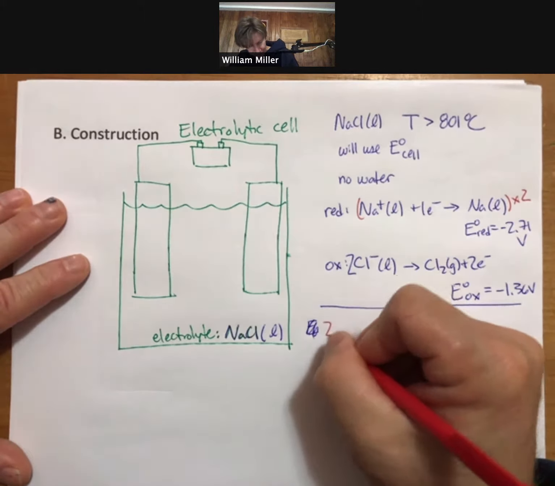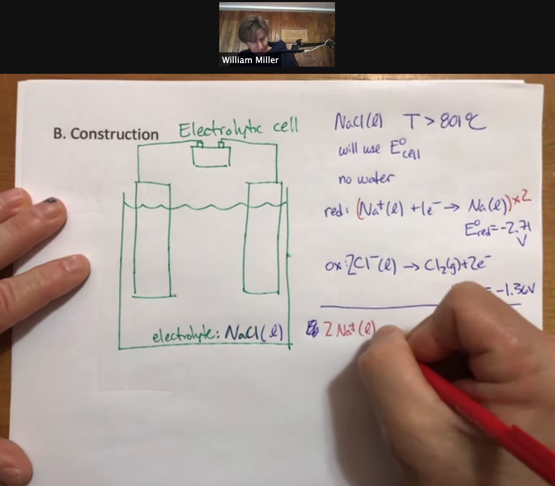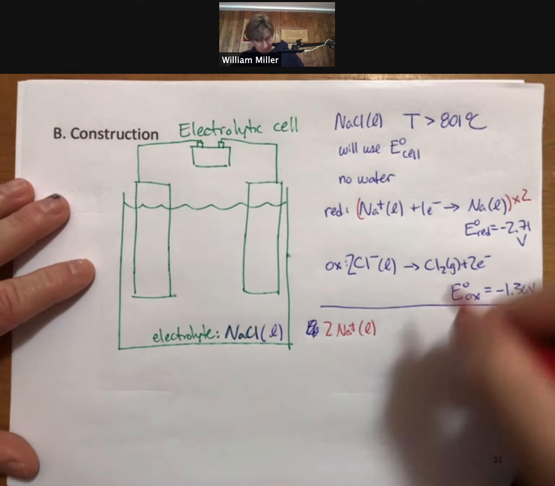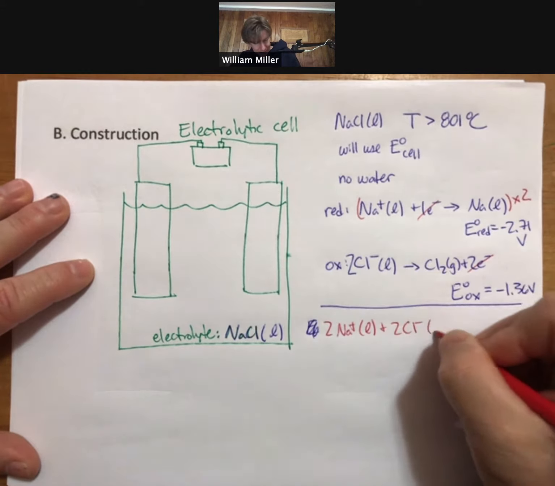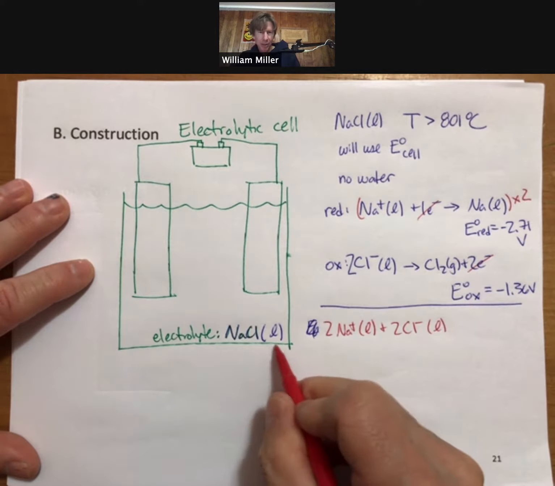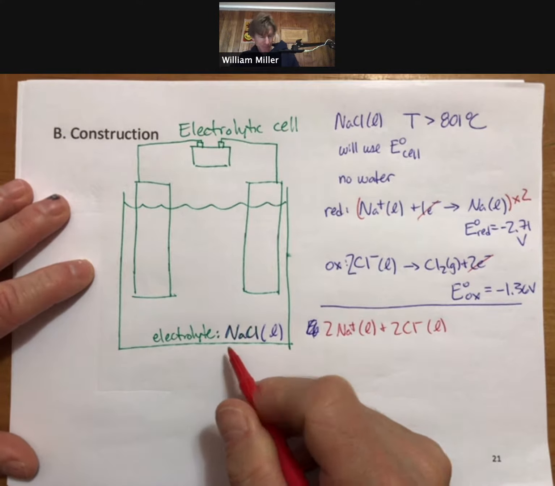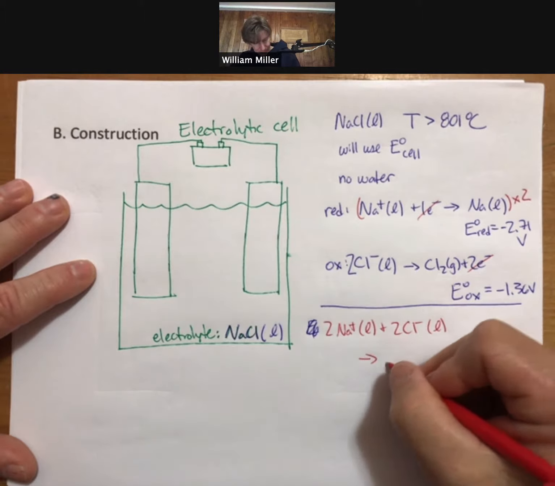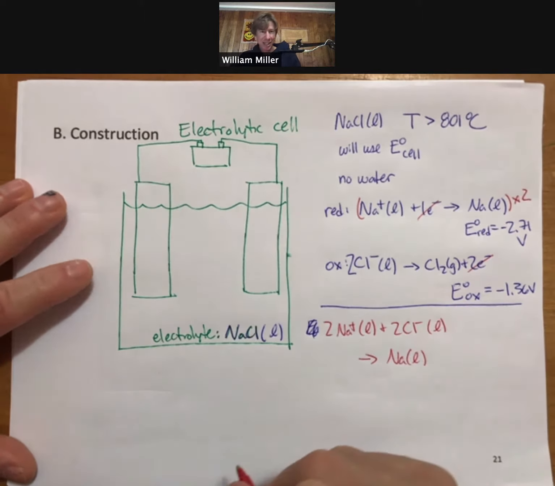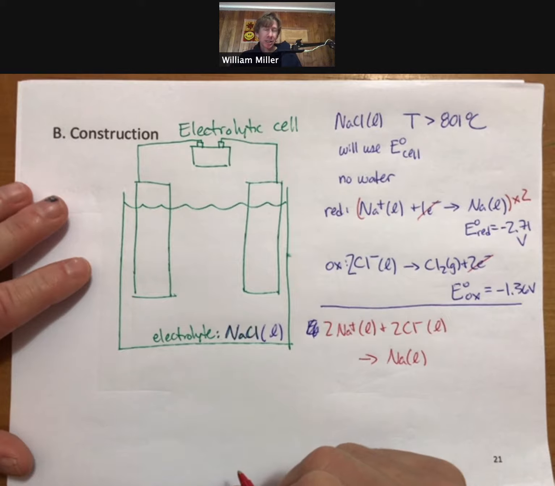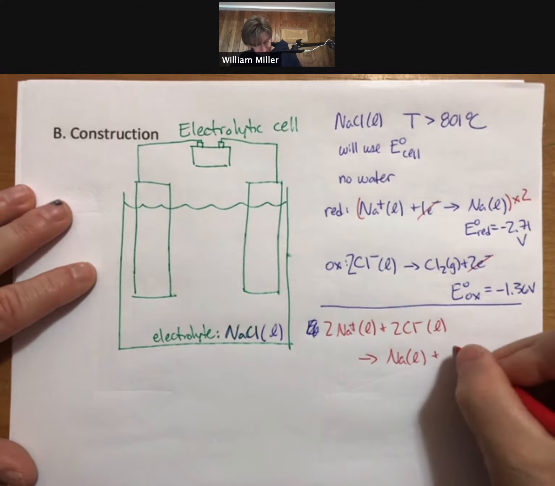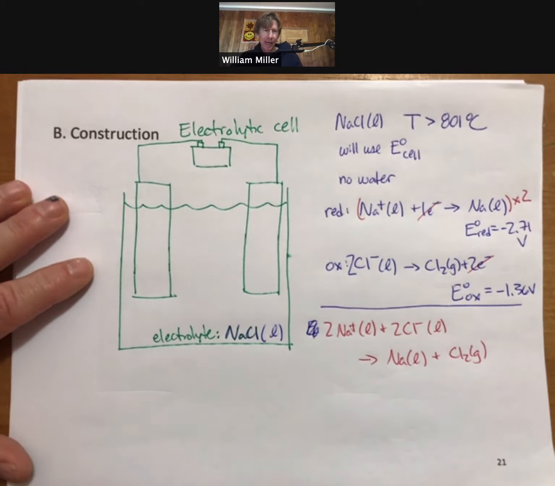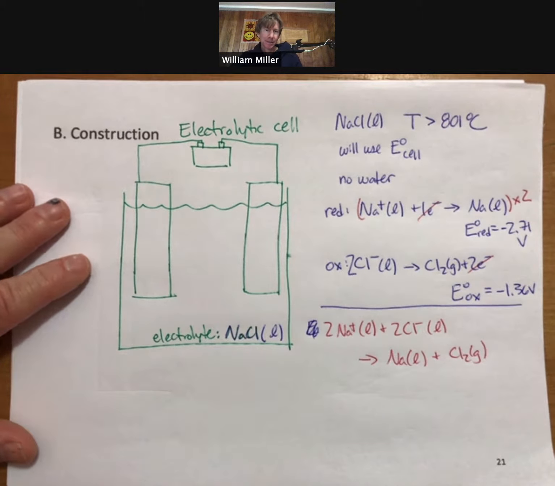We have 2 Na plus liquid, cancel out our electrons, plus 2 Cl minus liquid. Those are the only things we have in here. Goes to sodium liquid, and this is one of the approaches that has been used to make sodium and to make chlorine gas.